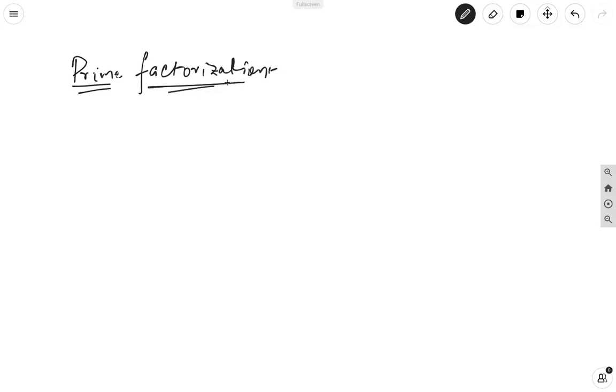The topic for today is very simple and sometimes maybe confusing as well. The topic is about prime factorization. What exactly came up in your mind when you first heard about prime factorization? Anyone?